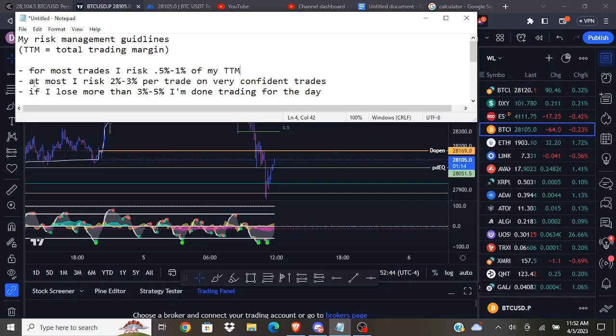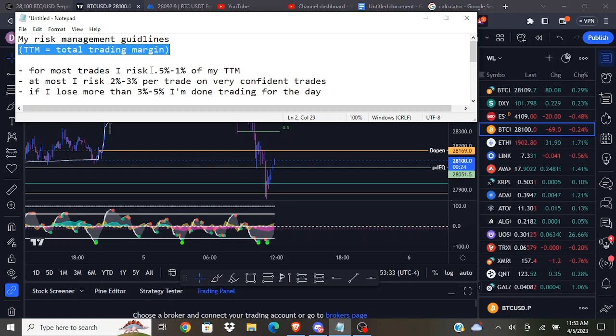So the first thing that I consider whenever I'm looking to take a trade is what is my invalidation point and how much am I going to risk if my invalidation point is hit. And for most trades I take, probably like 95% of them, I am risking between 0.5% to 1% of my total trading margin, which is basically just all the margin I have spread across the multiple trading accounts that I have.